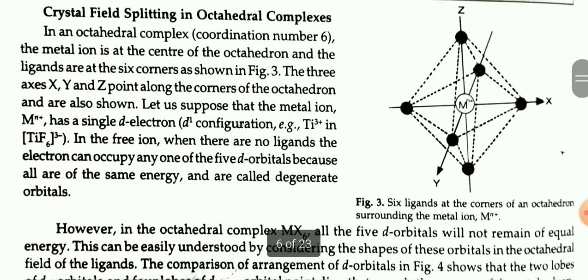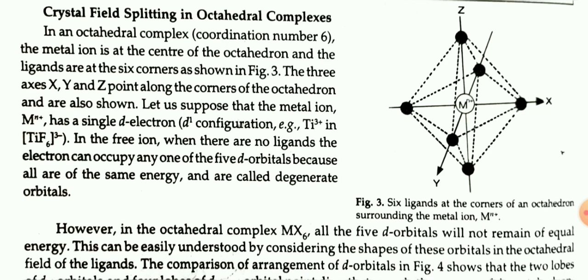Crystal field splitting in octahedral complexes. In octahedral complexes, coordination number 6, the metal ion is at the center of the octahedron and the ligands are at the 6 corners, as shown in figure 3. The three axes x, y, and z point along the corners of the octahedron and are also shown.